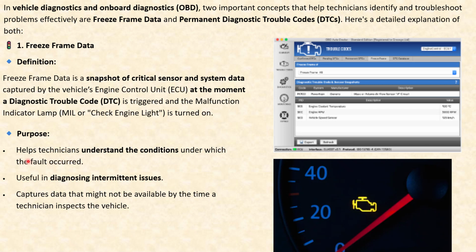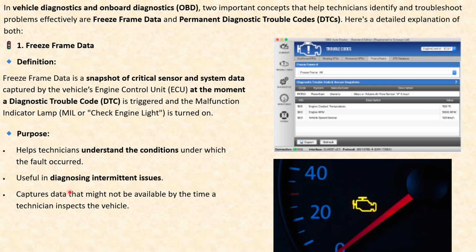Okay, so the purpose is to help the technicians understand the conditions under which the fault occurred. Underline this word carefully: understand the conditions. What is the RPM? What is the engine temperature? What is the coolant temperature? What is the oil temperature? What is the oil pressure when the trouble code was triggered? Okay, so that gives the technician a clear-cut idea, a clear-cut big picture about the circumstance under which the trouble code happened.